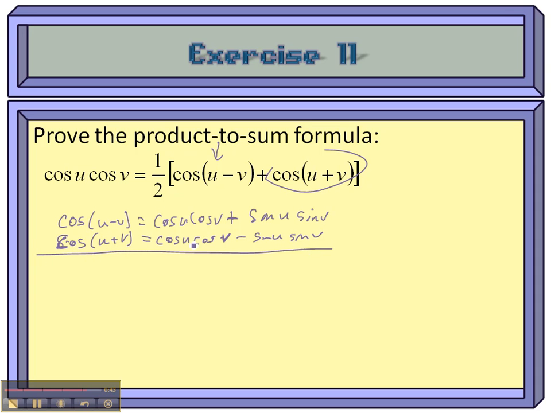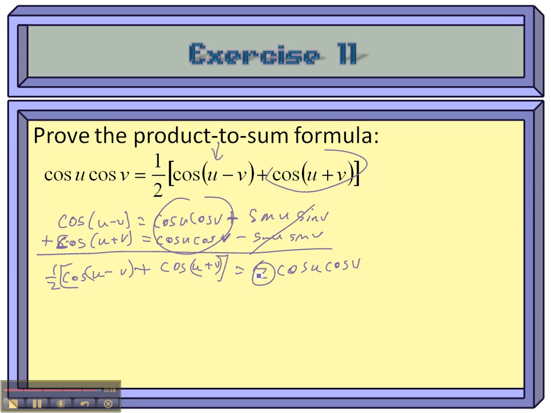Now I'm going to add those two things together, and when I do, these things disappear. And I have cosine of u minus v plus cosine of u plus v equals two of these things because they're exactly the same. 2 cosine u cosine v, and now all I have to do is get rid of the 2 by multiplying by 1/2, and I'm done. Let me scribble this out. Okay, so now that looks like this, and I'm done.